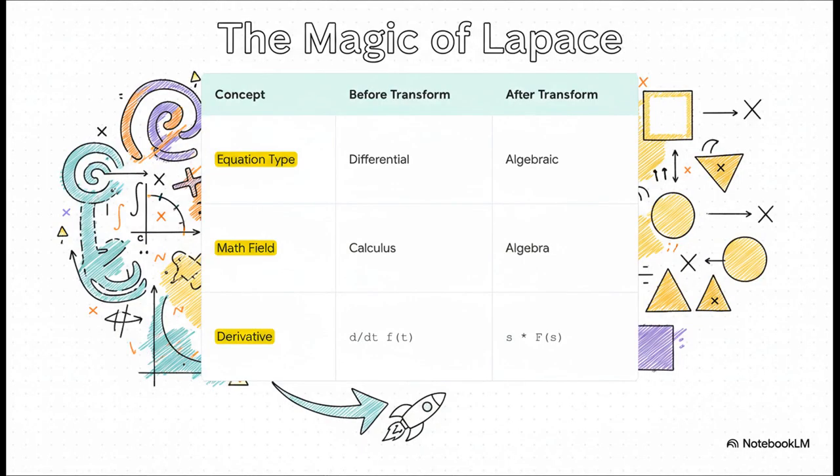Just look at this table. It shows the magic perfectly. On the left, before the transform, you're wrestling with a differential equation. That's calculus. It's tough. But on the right, after the transform, you just have a simple algebraic equation. And check this out. The most difficult operation, taking a derivative, just gets replaced by simple multiplication. You just multiply by s. This literally can turn hours of complex calculus into just a few minutes of straightforward algebra. It's a total game changer.